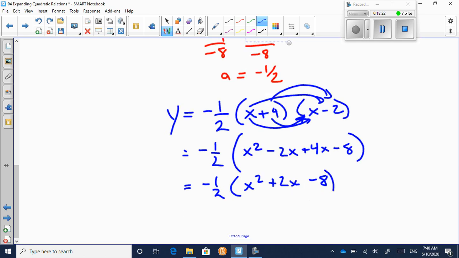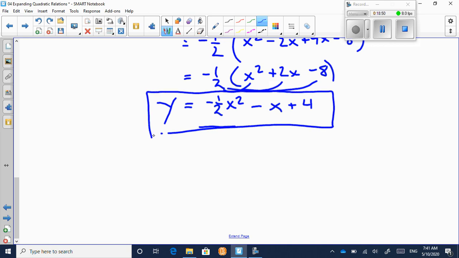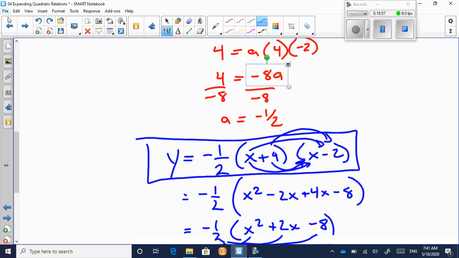And then finally take the negative in, so -1/2 times the first, times the second, times the third, and you get -1/2 x squared minus x plus 4. A negative times a negative is a positive, and a half of 8 is 4. So there you go. There's your final answer: y is equal to -1/2 x squared minus x plus 4. So we've been able to write the quadratic in both forms. Okay, we've got it in its factored form, and we've got it in its standard form.